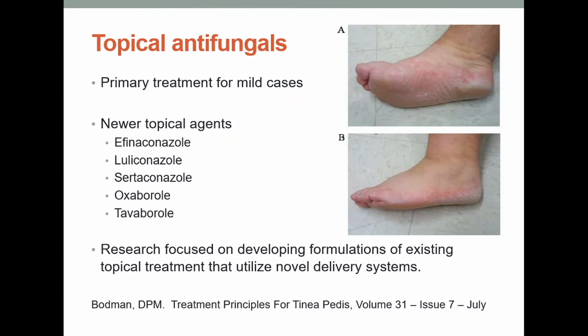Regarding topical antifungals, normally topical azoles like miconazole are used, primarily for treating mild cases. We also have not only the old topical therapy but newer topical agents like efinaconazole, again an azole drug, luliconazole, sertaconazole, oxaborole, as well as tavaborole, which inhibits the essential fungal enzyme leucyl tRNA synthetase. We also have amorolfine, which is available in Sri Lanka even. Almost all these newer topical agents are addressing mainly onychomycosis, and research is focused on developing formulations of existing topical treatments that utilize novel delivery systems.